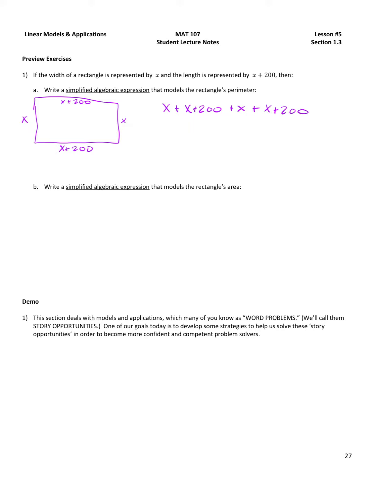And then we simplify by combining like terms. I've got 4 x's there, and 200 plus 200 is 400.